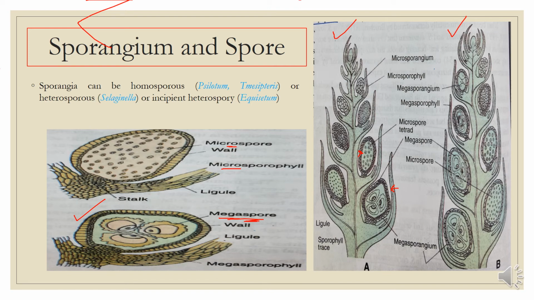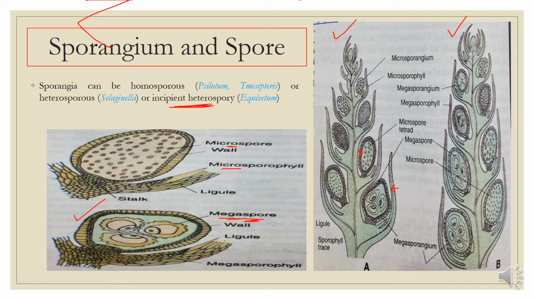But in Equisetum, most of the species have incipient heterospory. Incipient heterospory is found only in Equisetum, where in the development of the spore, whether it will develop into a mega or microspore will depend upon the fertilization criteria. If there is already little chance of fertilization, then the number of megasporangia will increase. So this is the incipient heterospory.